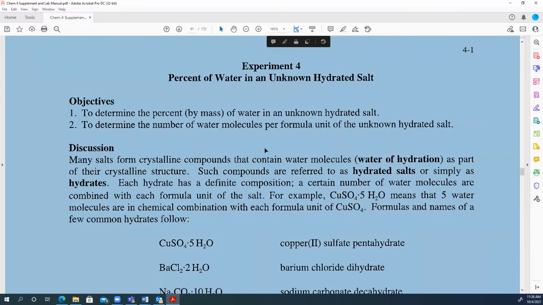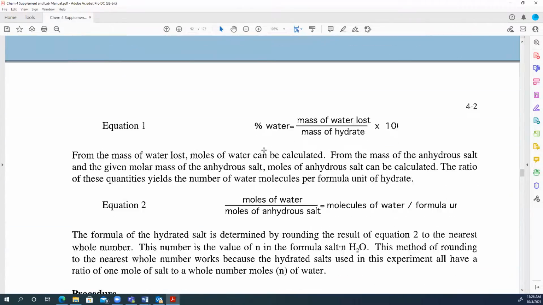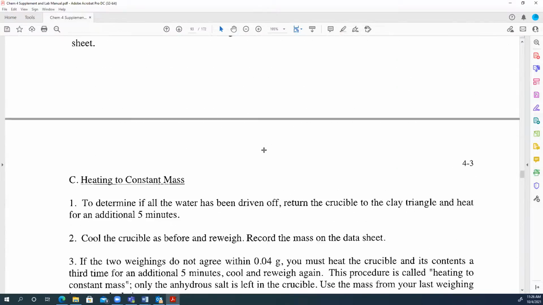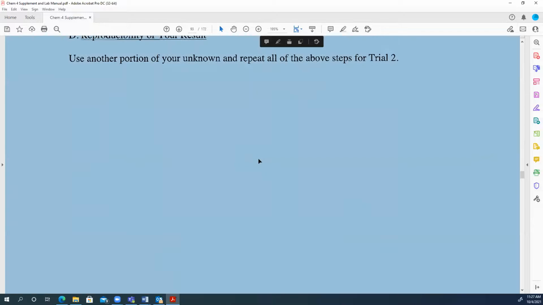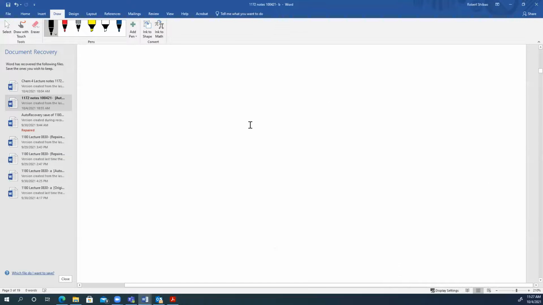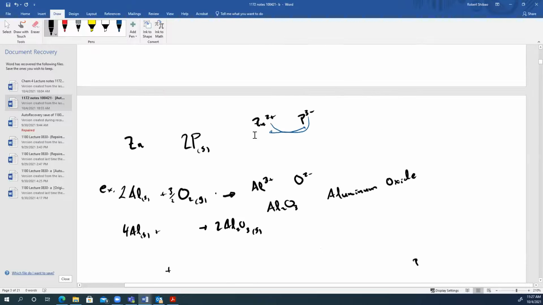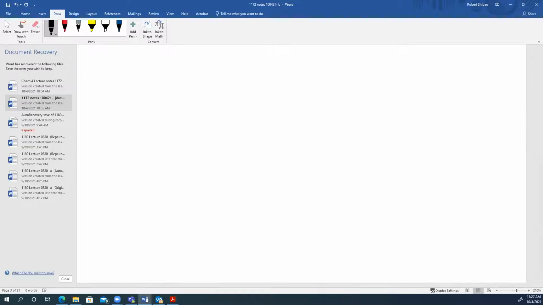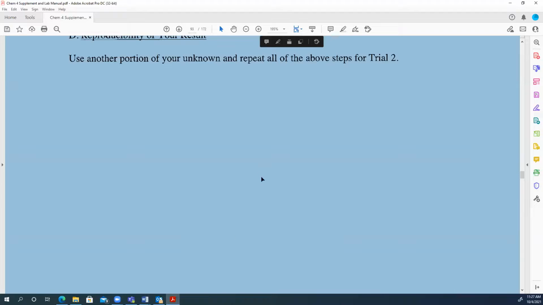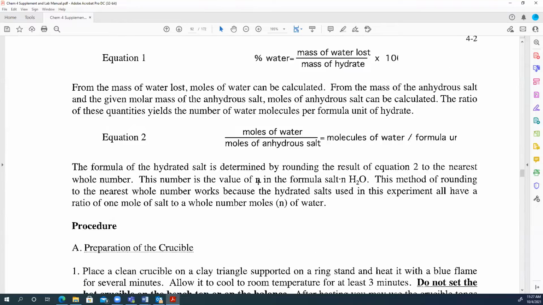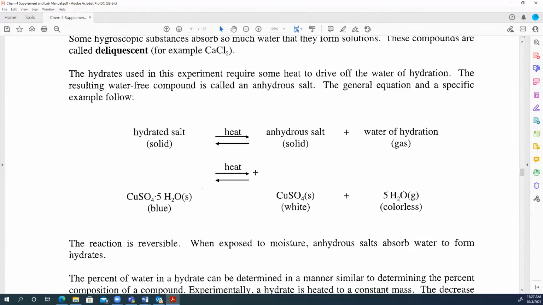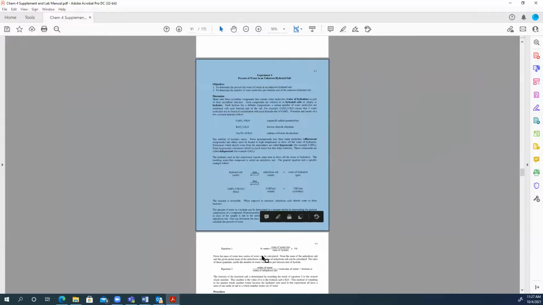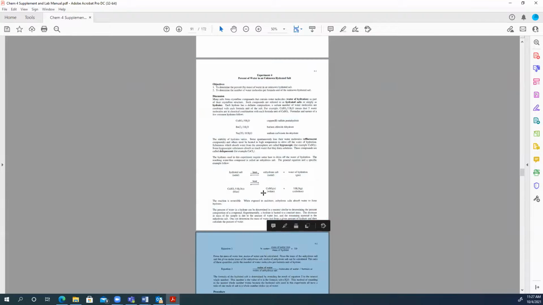Actually, let me just copy these. We did the last page, sorry. I can't select more than once.